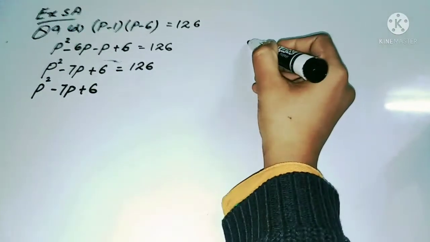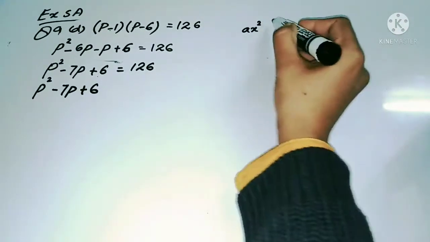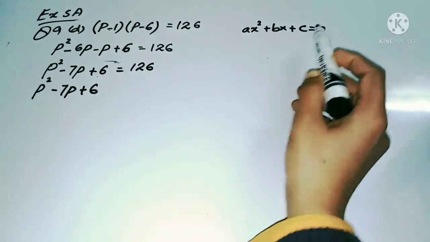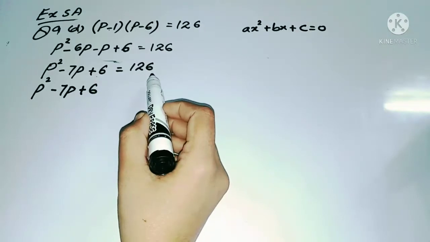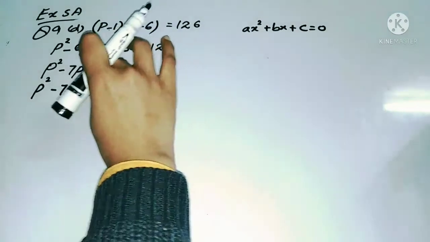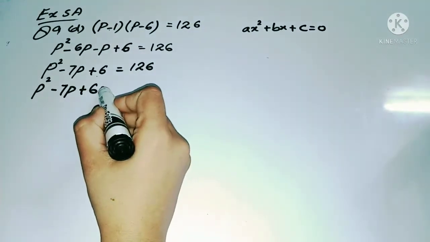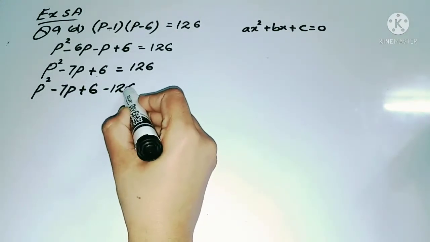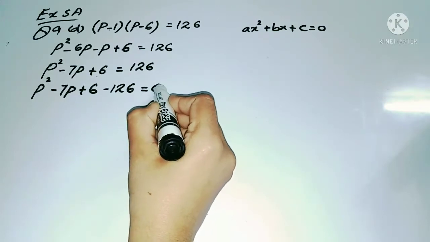You know what a quadratic equation is? ax squared plus bx plus c is equal to 0. So inside here we need 0. So I'm going to move this 126 to the left hand side. It's adding over here, it will come to this side, it will be subtracted, is equal to 0.